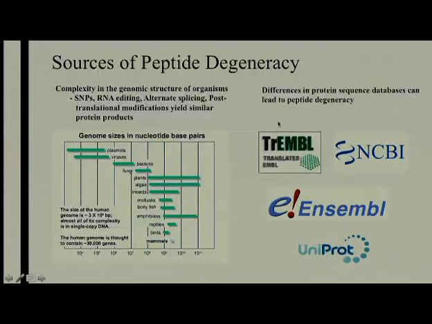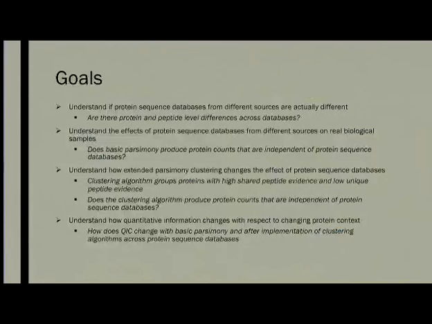Another reason is the differences in the choice of protein sequence databases that are used in peptide identifications. In proteomics, there are several sequence databases that are used, like NCBI or Ensembl or UniProt databases, that vary in completeness and redundancy. So depending on the protein database choice, it is possible that a peptide can be matched to multiple proteins. In my presentation, or in my thesis, I've accomplished four goals that I'll be presenting today.